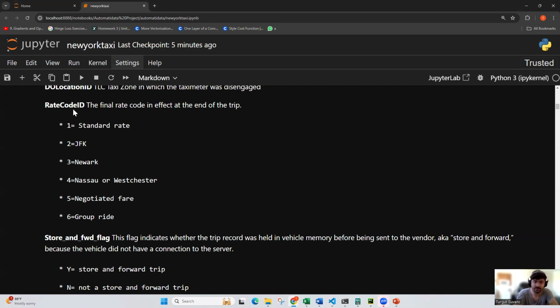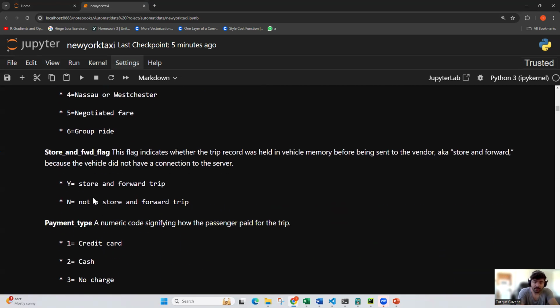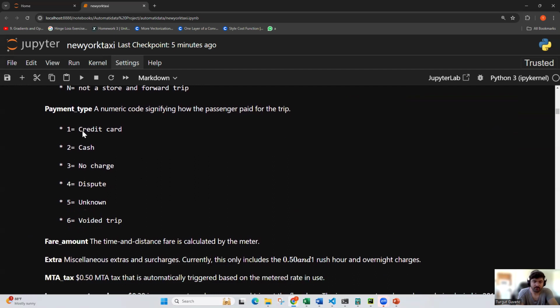So also there is a rate code ID, the final rate code in effect at the end of the trip. As far as I understand, there is the standard rate, and JFK is airport rides, Newark, Nassau, Westchester, and they're changing it. I think they are probably giving a different price for each rate code ID. And then there is a flag, I don't understand, indicating whether a trip record was held in vehicle memory. Okay, so this one is payment type: credit card, cash, no charge, dispute, unknown, and voided trips.